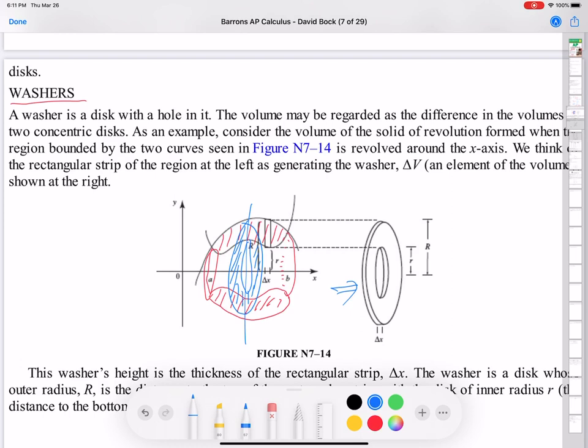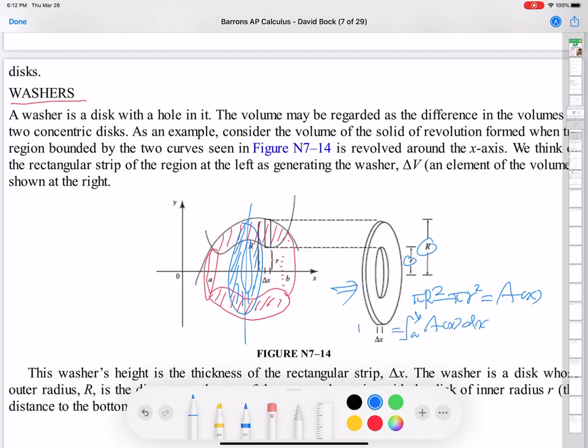So we call that the washer method. What is the cross-section's area? The bigger circle's area minus the smaller circle's area. The bigger circle's radius is R, and the smaller circle's radius is r. That means pi R squared minus pi r squared is the cross-section's area. Large R is usually the y value of the outer function, and small r is the y value of the inside function. Then just integrate from a to b this cross-section's area dx.